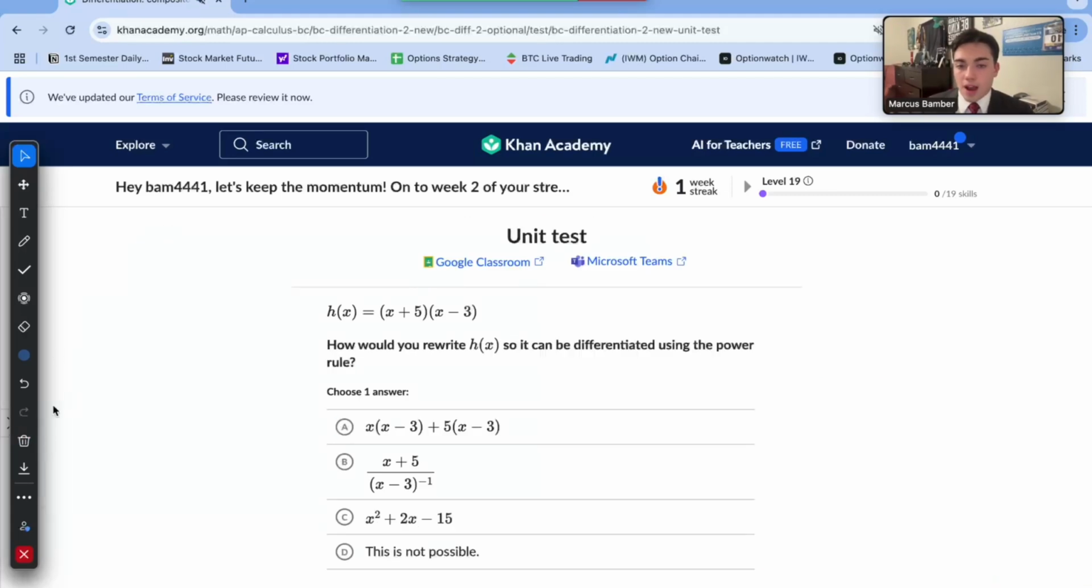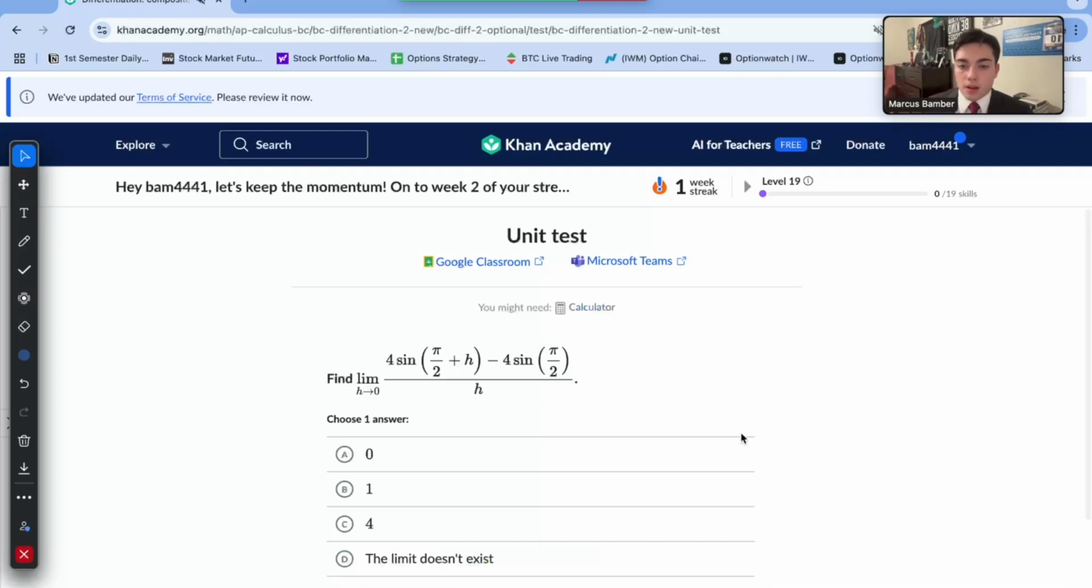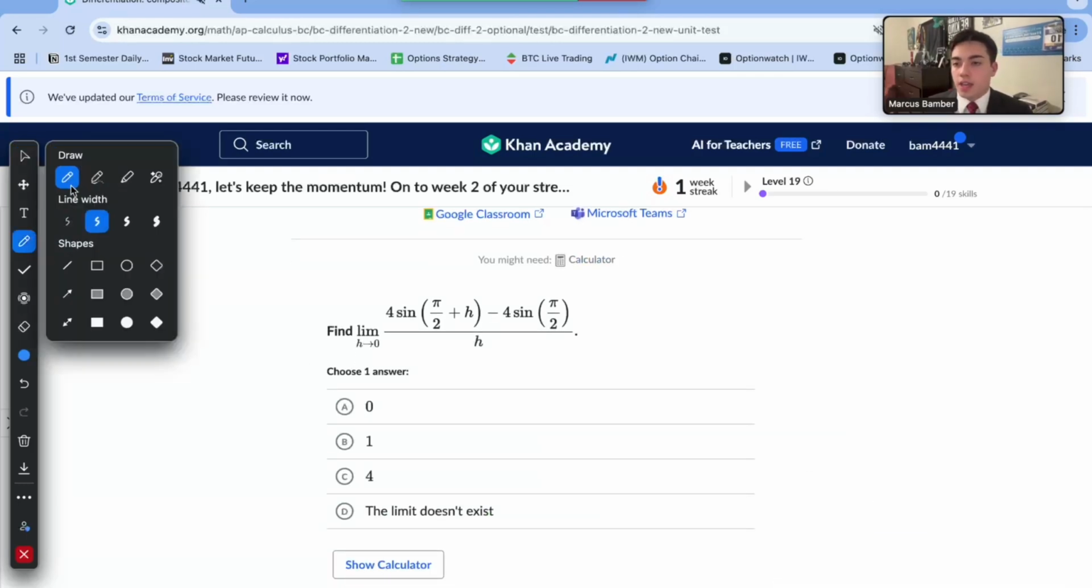How can we rewrite this so it can be differentiated with the power rule? We're just going to FOIL out. It's the easiest way possible. That is equal to c. Just knowing these algebra rules, quite important. Okay. On to the next question, we're just going to find the hidden derivative here.